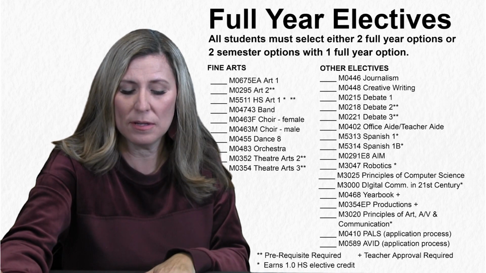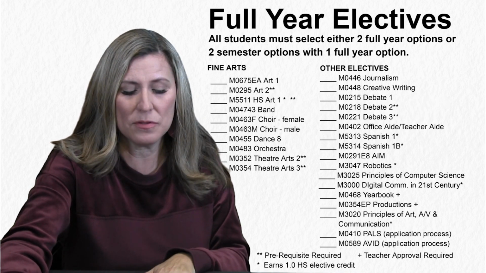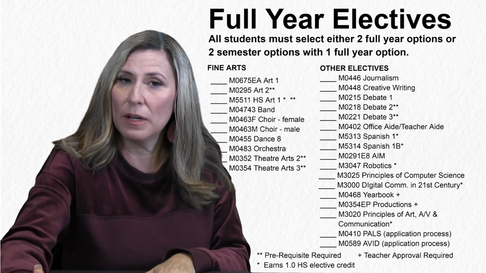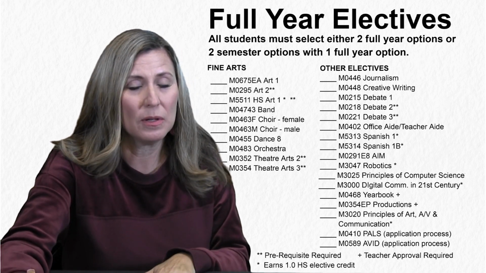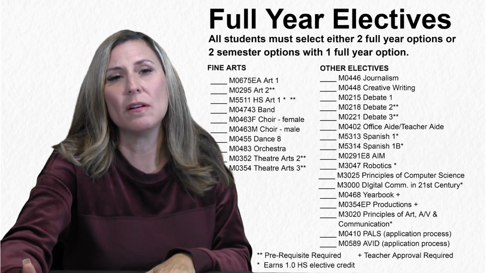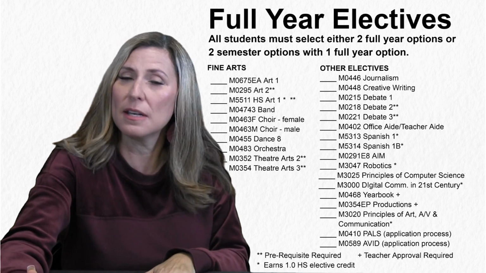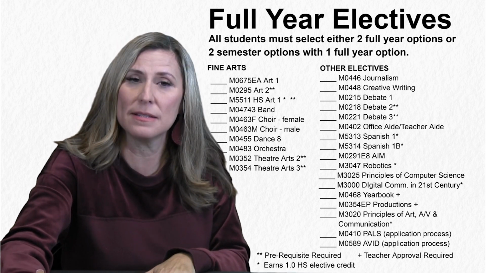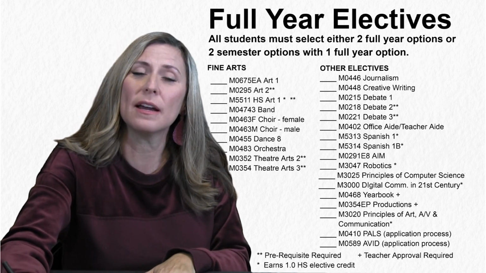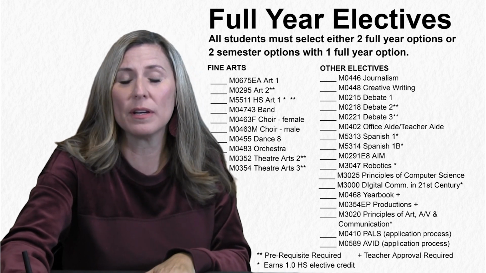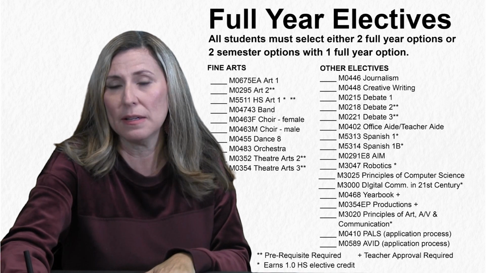We have band, we have choir for boys and girls. We also have AIM. Again, you have that Art 1, you have that Art 2. But if you've already done Art 1 or you've already finished Art 2, you can actually take a high school art class. If you choose to take that high school art class, you will gain that high school credit you will need when you get to Reagan.